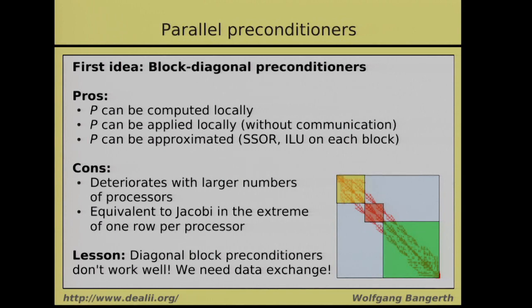We know that Jacobi iteration is about the worst preconditioner you can think about. Okay, so diagonal block preconditioners don't work very well because they don't exchange data between processors. That's the fundamental problem. Essentially, you have something like a domain decomposition method where every processor solves something on the subdomain that it owns. Okay, so it doesn't work with large numbers of processors.